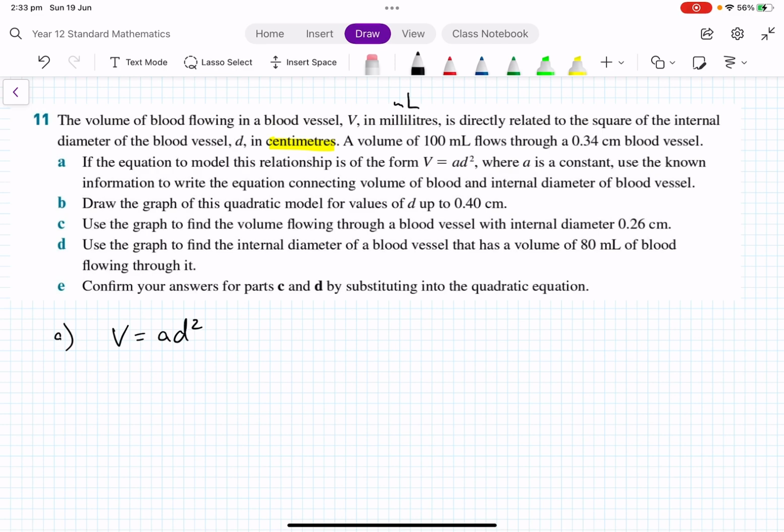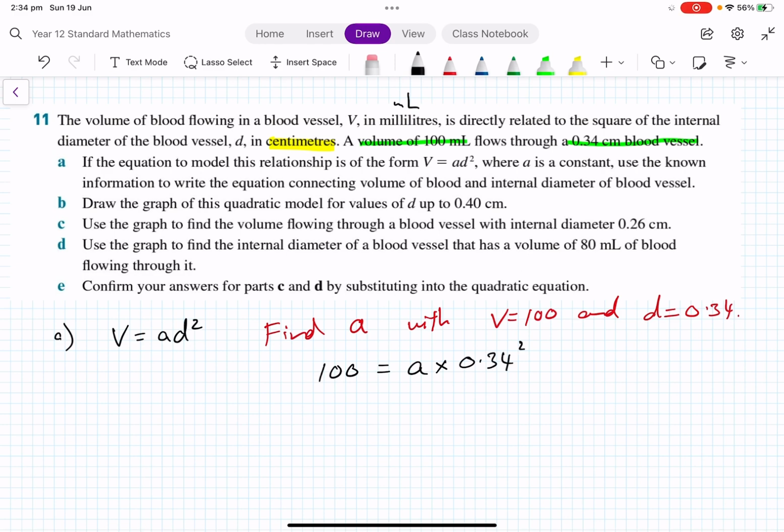Now, what is the known information? The known information that's given in the question is a volume of 100 mils and a 0.34 centimeter blood vessel. So that information is going to give me A. So we find A with V equals 100 and D equals 0.34. Remember, it's in centimeters. So 100 is equal to A times 0.34 squared.